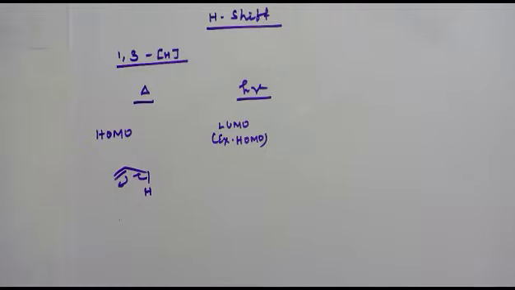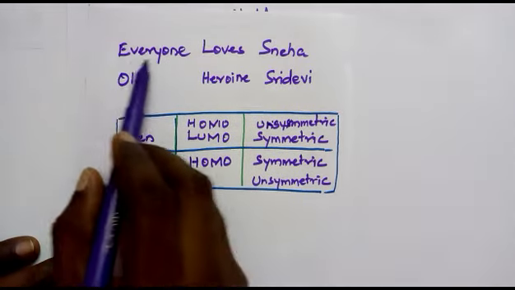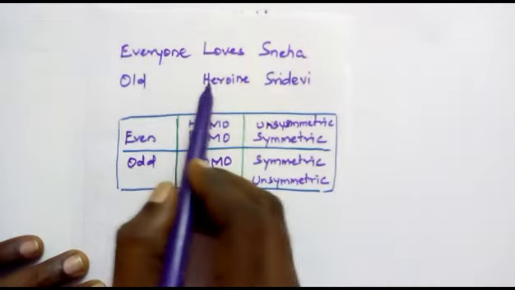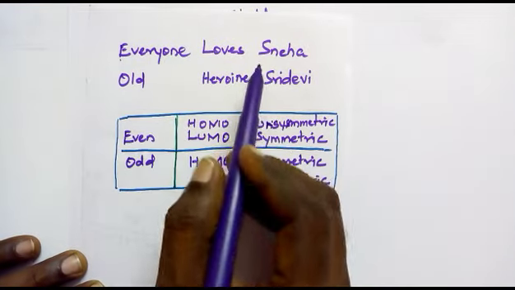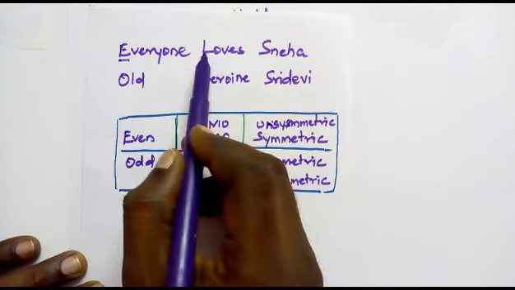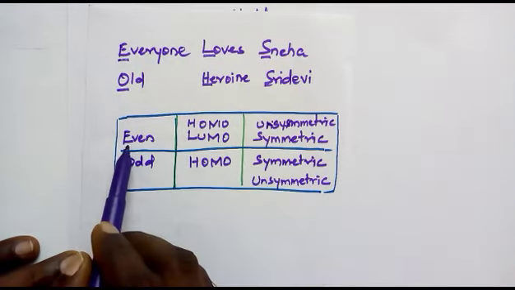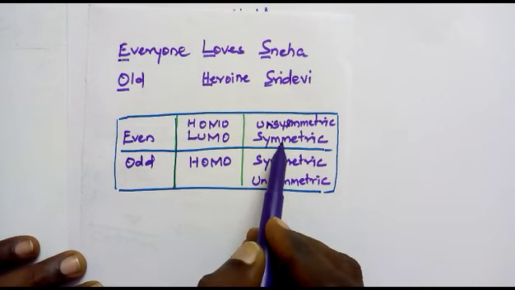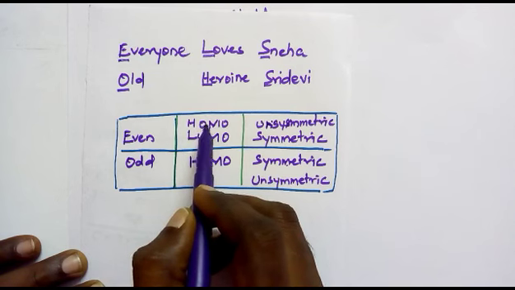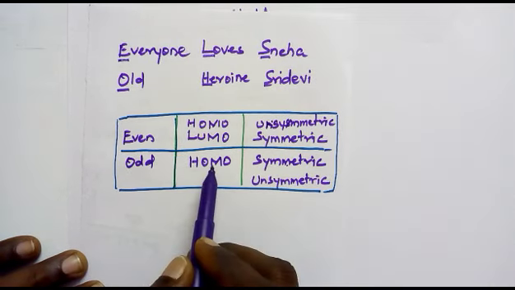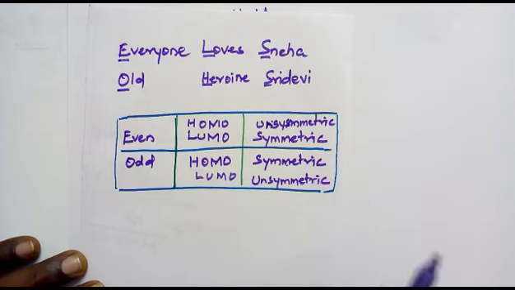HOMO, how will it be? LUMO, how will it be? Please remember this mnemonic. Everyone loves Sneha, old heroine Sridevi. That means even, LUMO, symmetric. Odd, HOMO, symmetric. Even LUMO symmetric means even HOMO unsymmetric. Odd HOMO symmetric means odd LUMO unsymmetric. That you can remember.